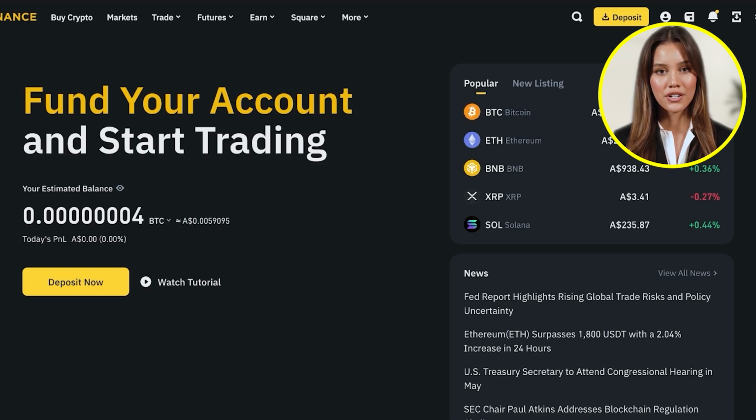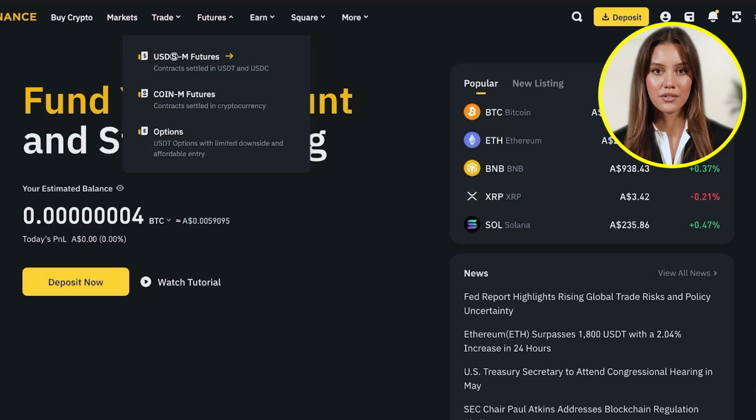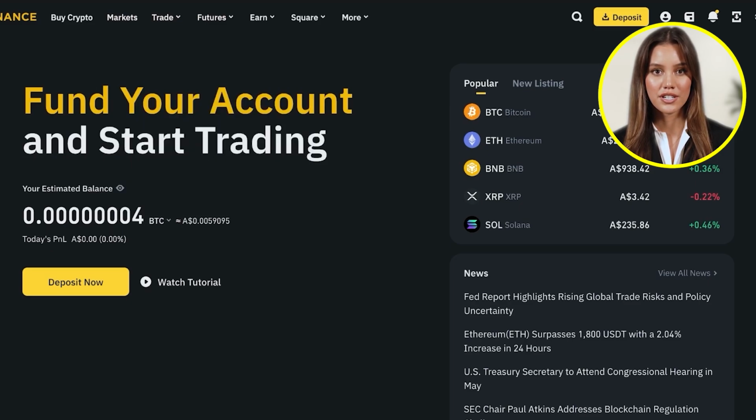Now, moving forward, let's get started with navigating the Binance Futures interface. To get started, we are going to go into the dashboard. Then you're going to click on the top and then click on futures. You have two types: USDM and CoinM, and then options. We're going to go into USDM.